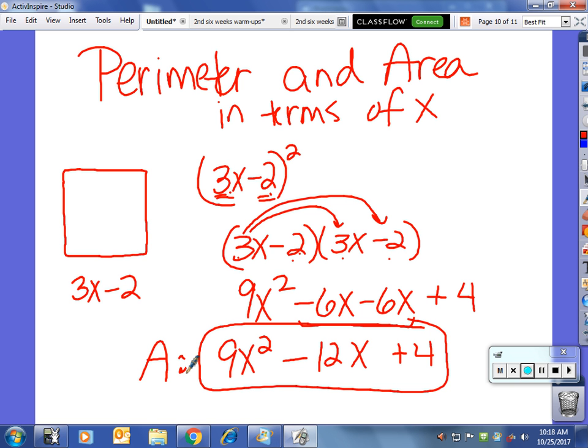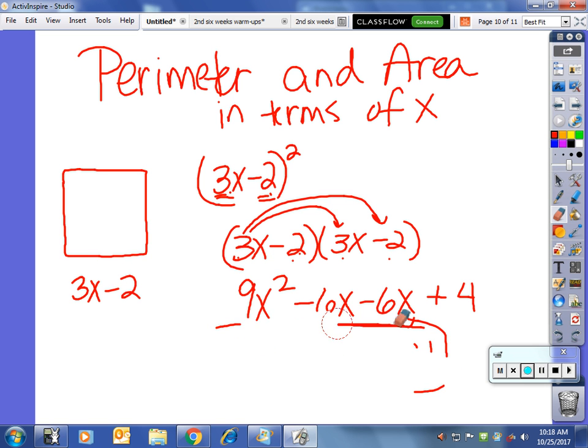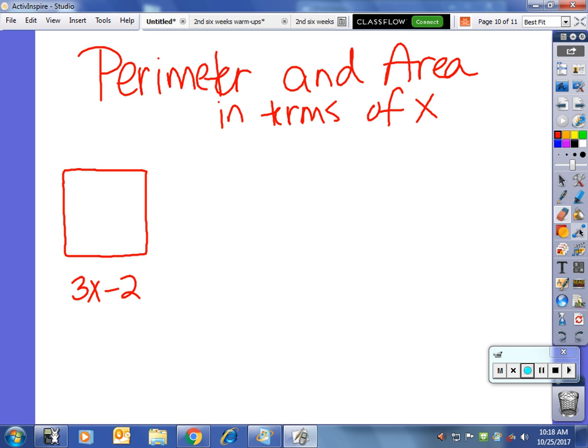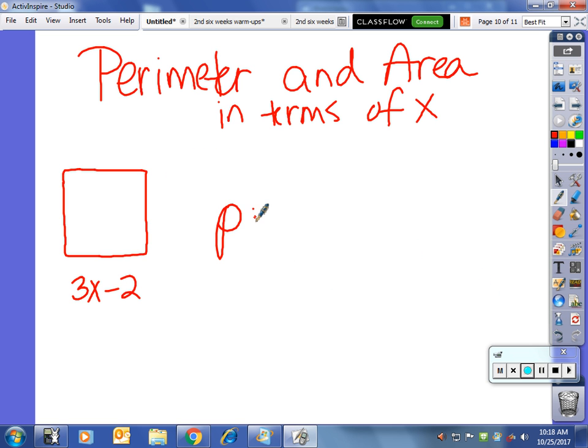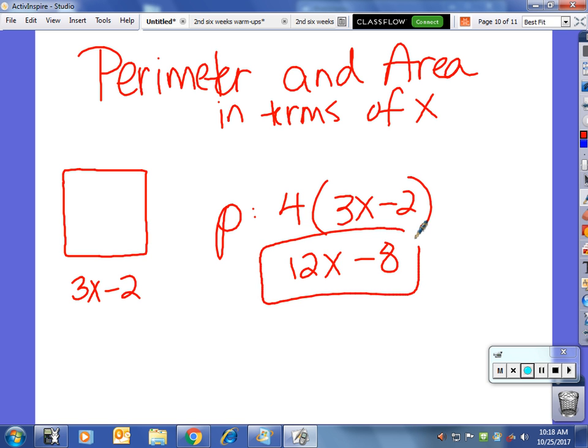Now perimeter is really not that bad. It's really not that much different than what we've been doing. Perimeter of a square, well, perimeter of any figure is add all the sides. However, with the square we can take a little bit of a shortcut because all the sides are the same, and there are 4 of them. So how could I find the perimeter of this guy? 4 times 3x minus 2, which is 12x minus 8. There's my perimeter.